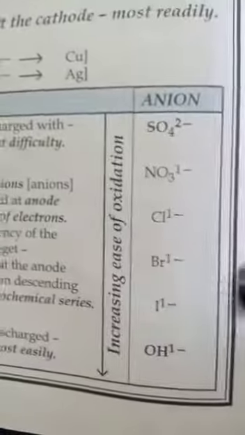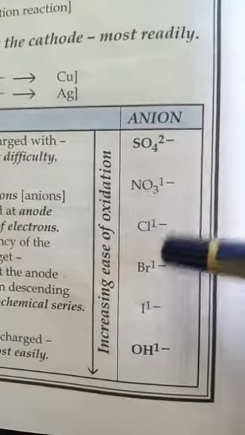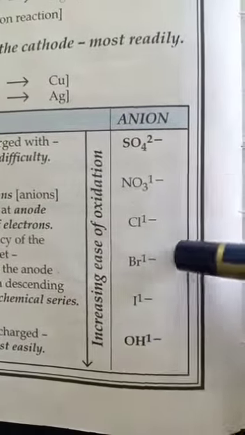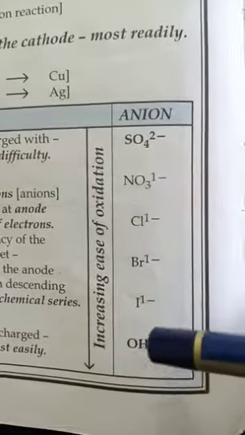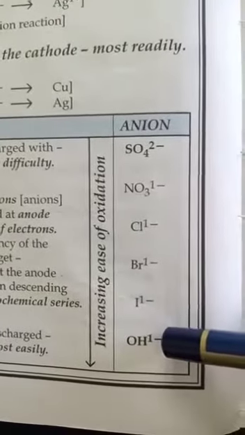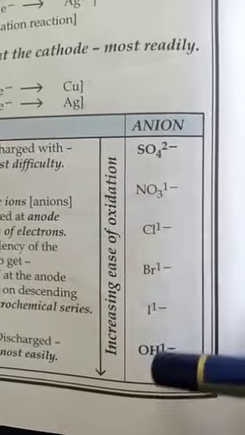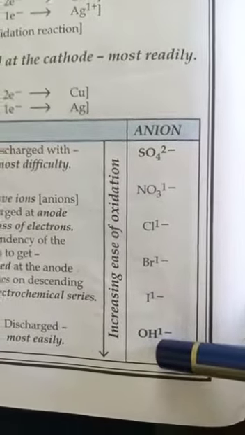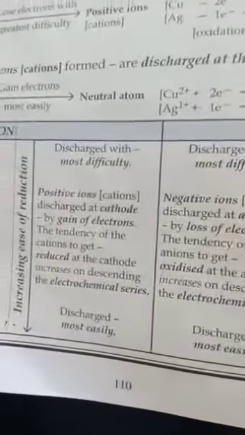In the same way, suppose chloride ions and hydroxide ions reach the anode, then hydroxide ions will discharge at the anode because they have a lower position than chloride ions. So remember, the ion which has the lower position will discharge at the respective electrode.